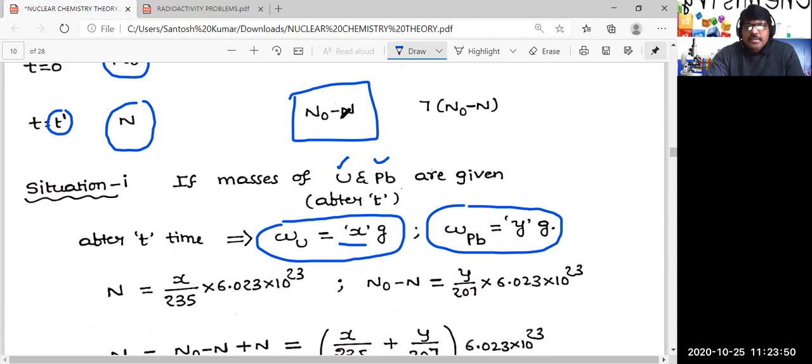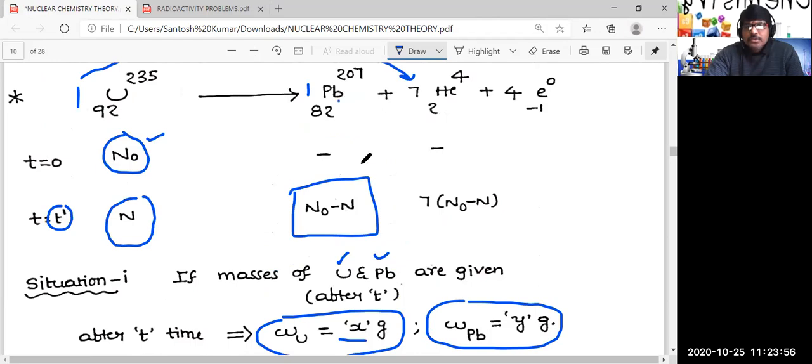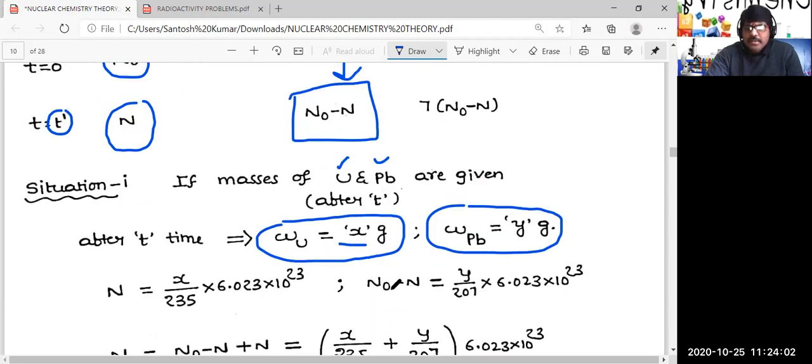And similarly, after T time, according to this consideration, the number of lead isotopes will be N naught minus N. What is this N naught minus N? The number of lead isotopes. So that is equal to the number of moles into Avogadro number.